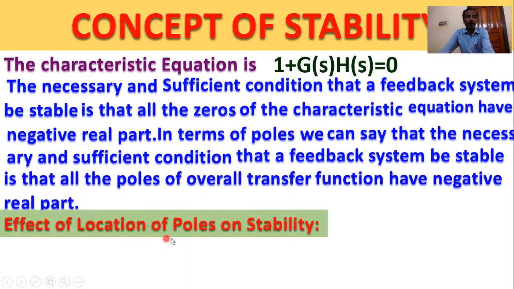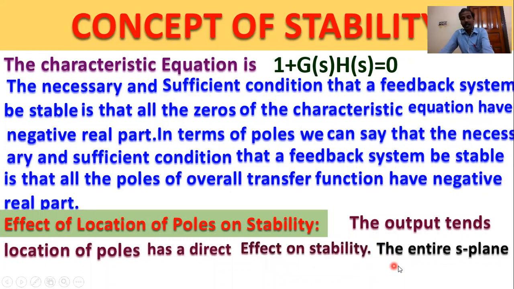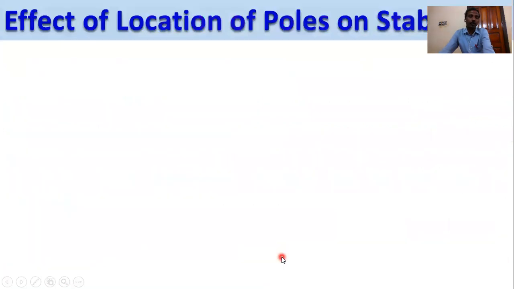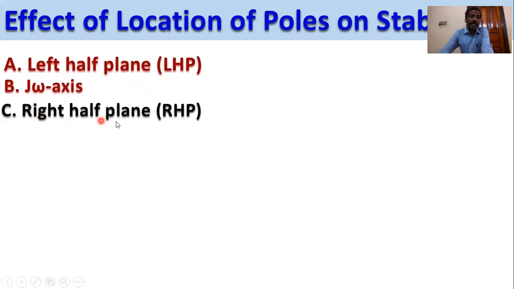So, the effect of location of poles on stability. What is the effect of the location of poles on stability? The location of poles has a direct effect on stability. The entire S plane is taken into account and it is divided as follows. Number A, the left half of the S plane, or left half plane. Number B, the j omega axis. Number C, the right half plane.